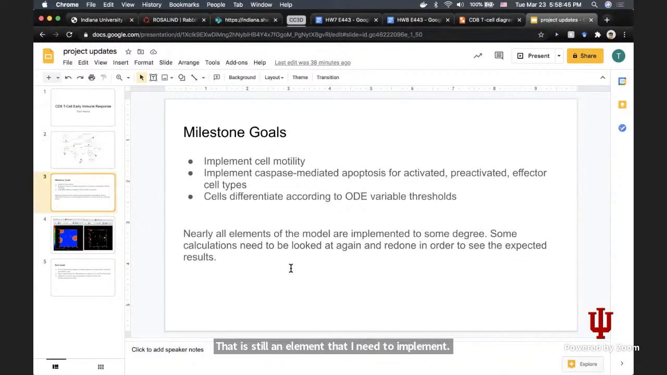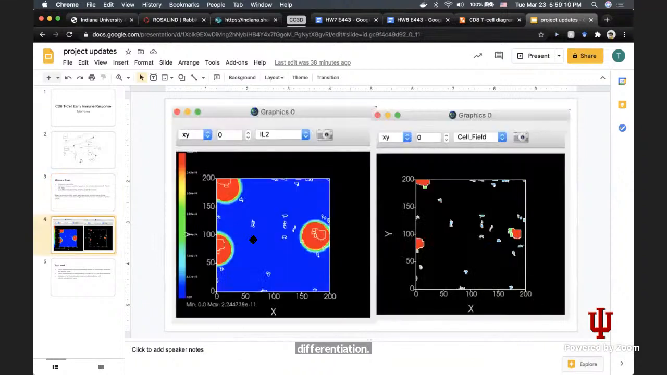So for this week, what I wanted to do was implement cell motility for all cell types, which I've successfully done. I wanted to implement the caspase-mediated apoptosis for those 3 cell types. And I still need to work on the IL-2 differentiation and T-bet differentiation. As you can see here, I have screenshots. The secretion of IL-2 from my pre-activated cells here in green is working. However, I still need to work on calculating the threshold values so that they differentiate appropriately.